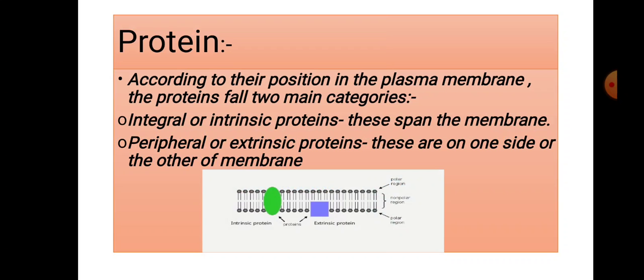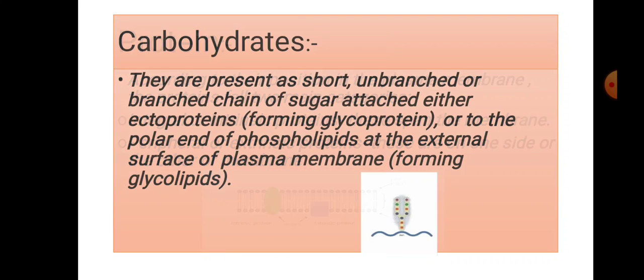Proteins: According to their position in the plasma membrane, the proteins fall into two main categories: integral or intrinsic proteins, which span the membrane; and peripheral or extrinsic proteins, which are more on one side or the other of the membrane. Carbohydrates are present as short, unbranched or branched chains of sugar attached to ectoproteins forming glycoproteins, or to the polar end of phospholipid at the external surface of the plasma membrane forming glycolipids.